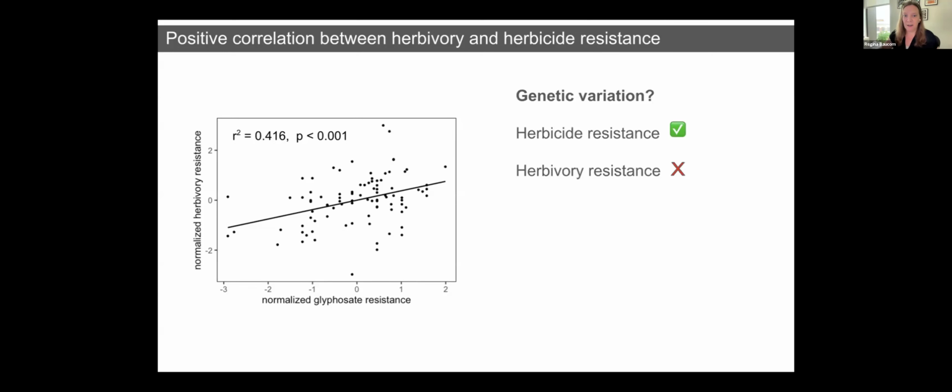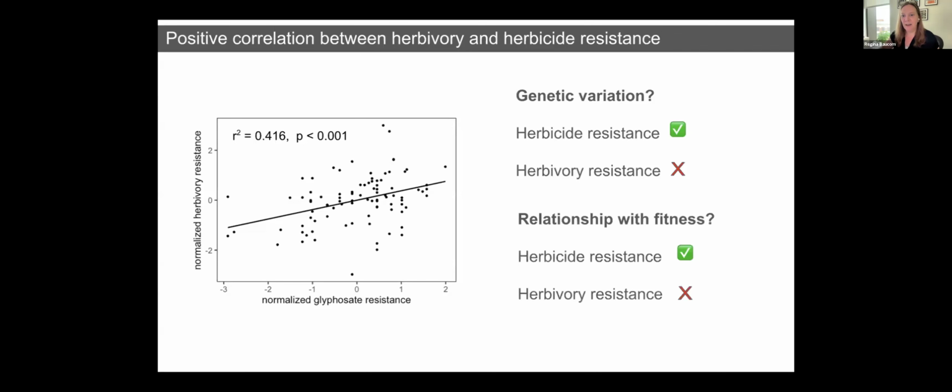We also assessed, is there a link between both types of resistance and fitness? And what she found was that there is a link or relationship between herbicide resistance and fitness, as we've shown before. But in the study population, we found no link between herbivory resistance and fitness.